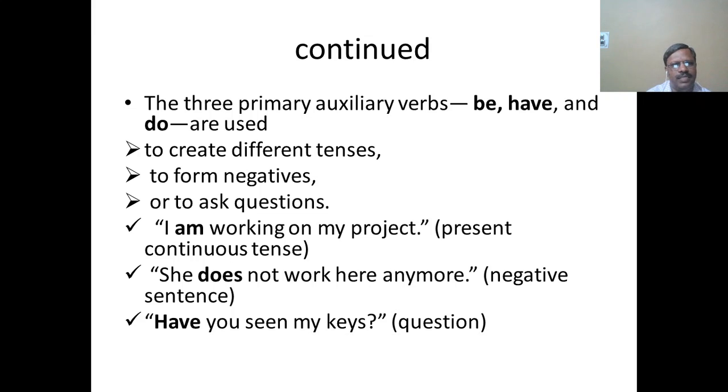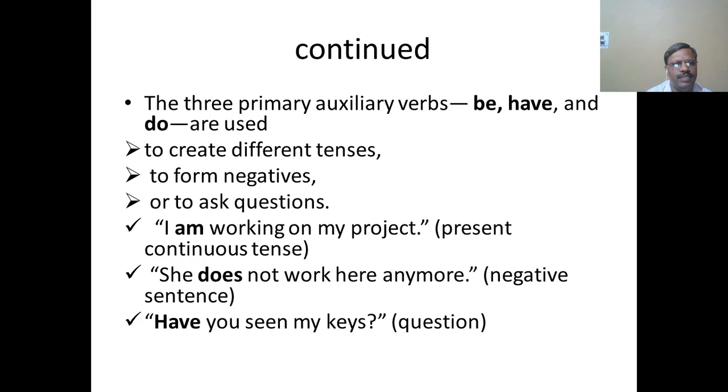We discuss it when we come to the tenses. Here do is the helping verb. Since the subject is third person singular, s or es is added to the verb. So es is added to the verb do. She does not work here anymore, in order to make it a negative sentence. So a helping verb is needed to make a sentence negative.